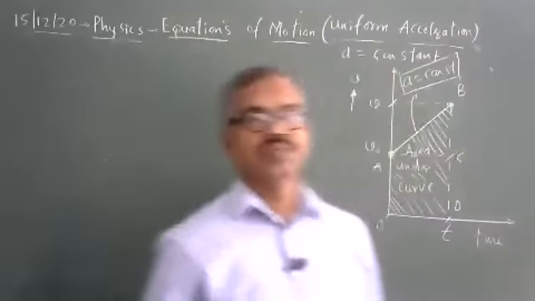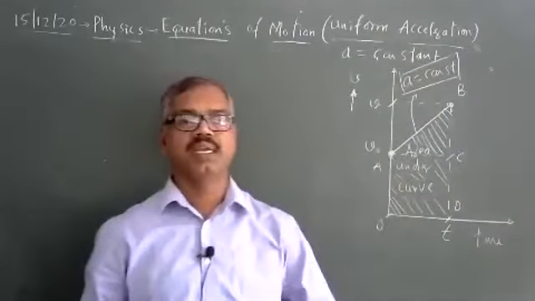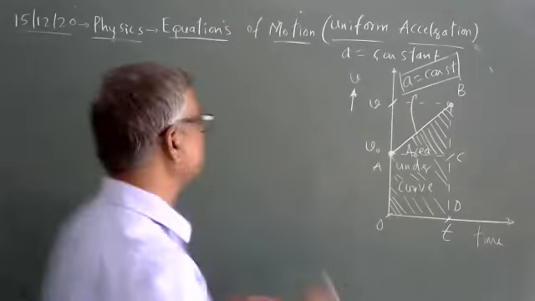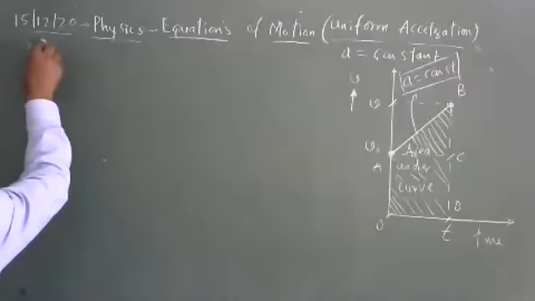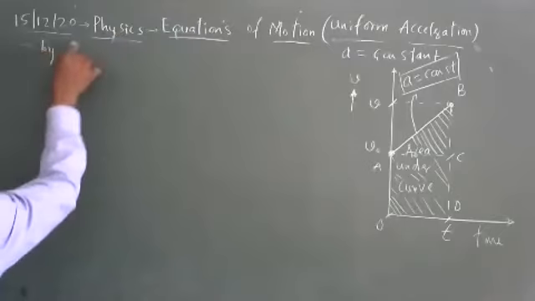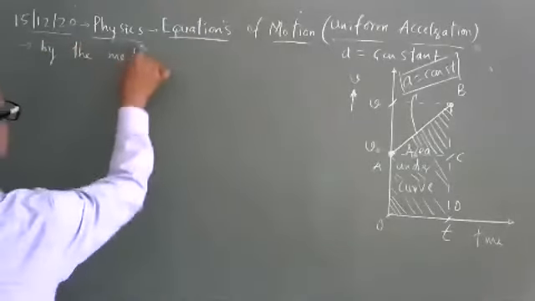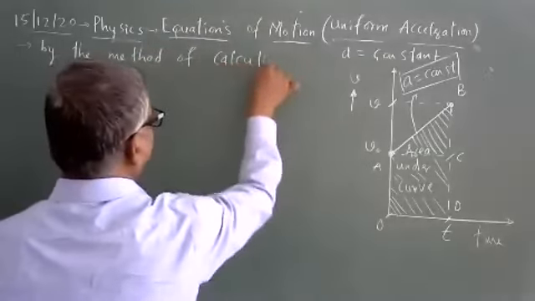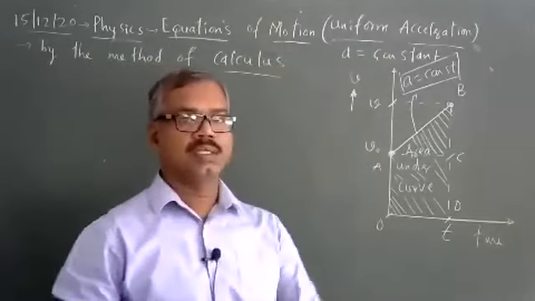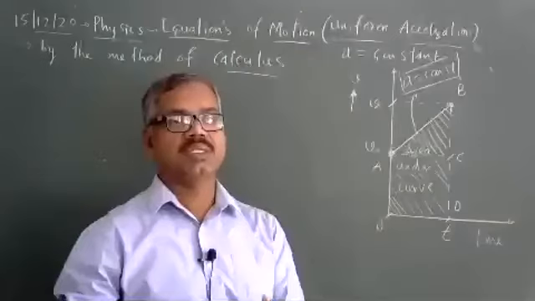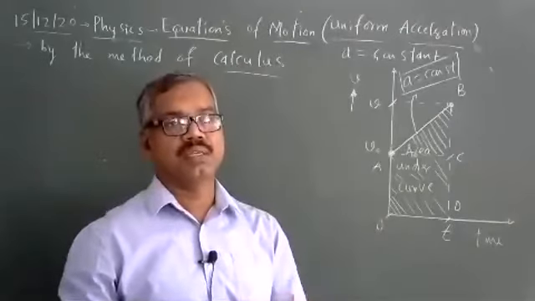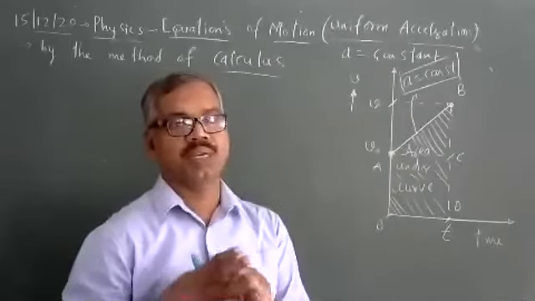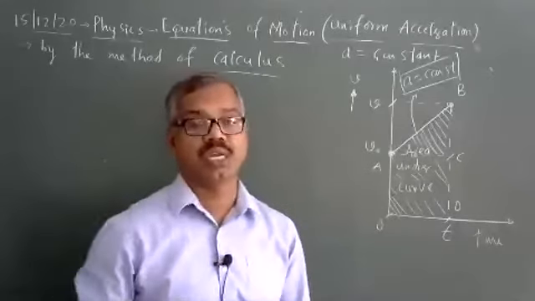Now all the three equations of motion, final velocity equal to initial velocity plus at, the displacement equation and the final velocity equation, are all obtained by the method of calculus. Equations of motion by the method of calculus. Calculus is a big area of mathematics, a mathematical discipline. We are not going into detail. We'll apply some mathematical ideas to understand how my equations of motion are obtained.